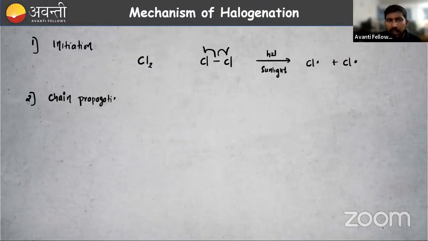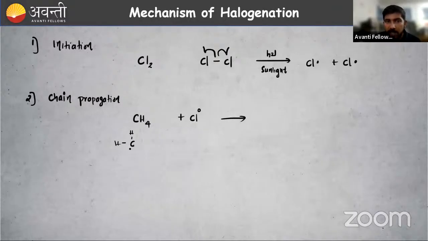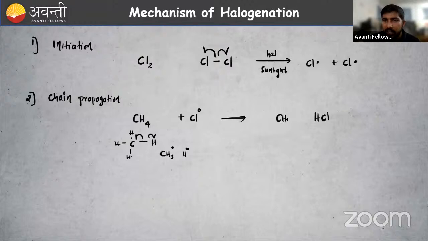So what is happening here? I have CH4 present. Then one free radical, a chlorine free radical, is coming here. Then in this case, carbon, hydrogen, hydrogen, hydrogen. Again homolytic cleavage. Then what is formed? CH3 free radical plus H free radical. Then this H free radical and Cl combine, and our CH3 free radical is left here.